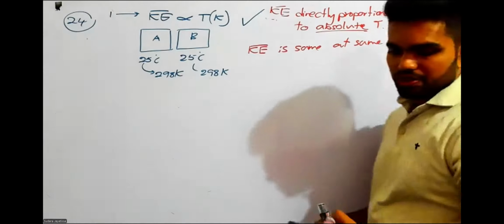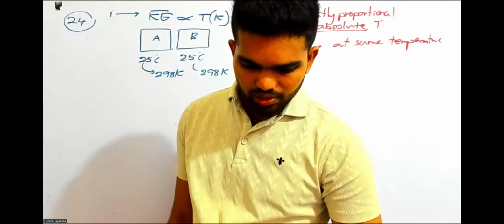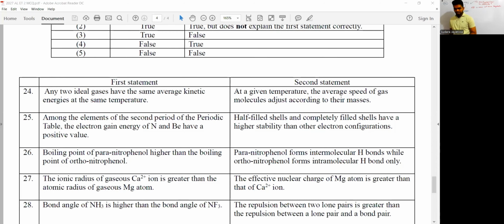Understood? So this statement is correct. Look at the next one. The last one, the second statement, says, at a given temperature, average speeds of gas molecules adjust according to their masses. That is correct. Okay, let me explain.